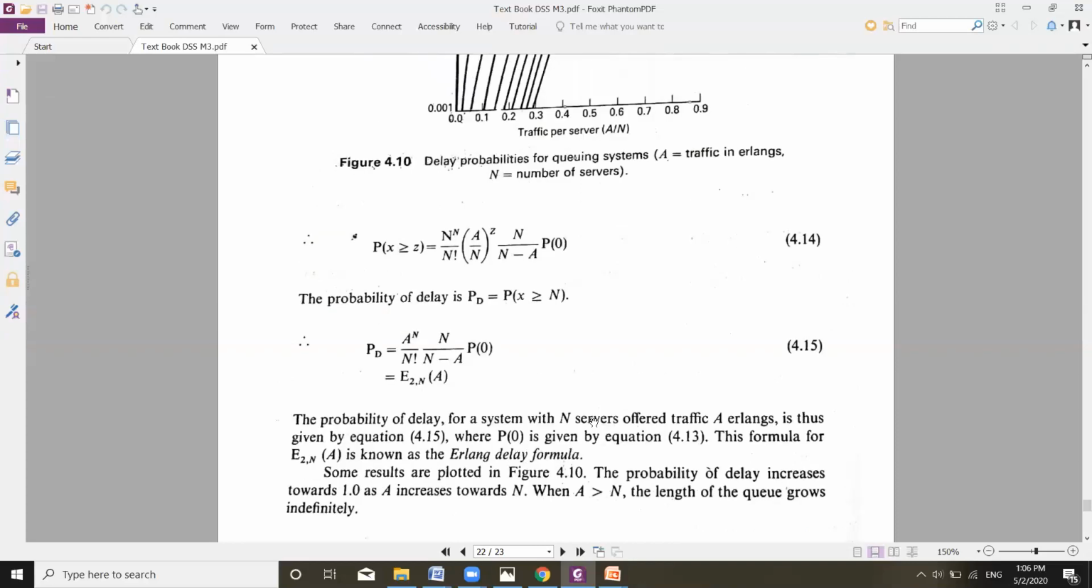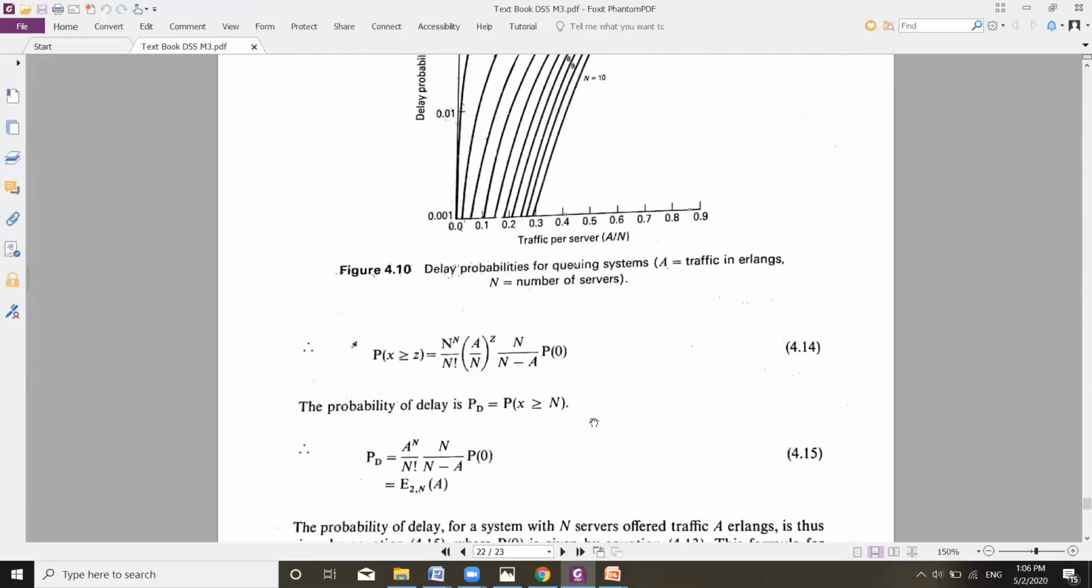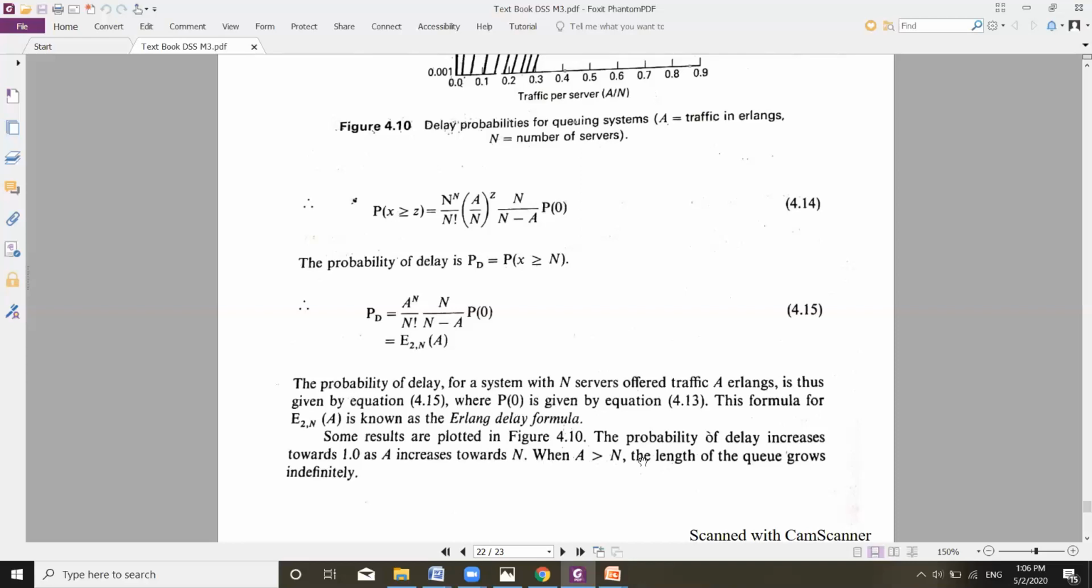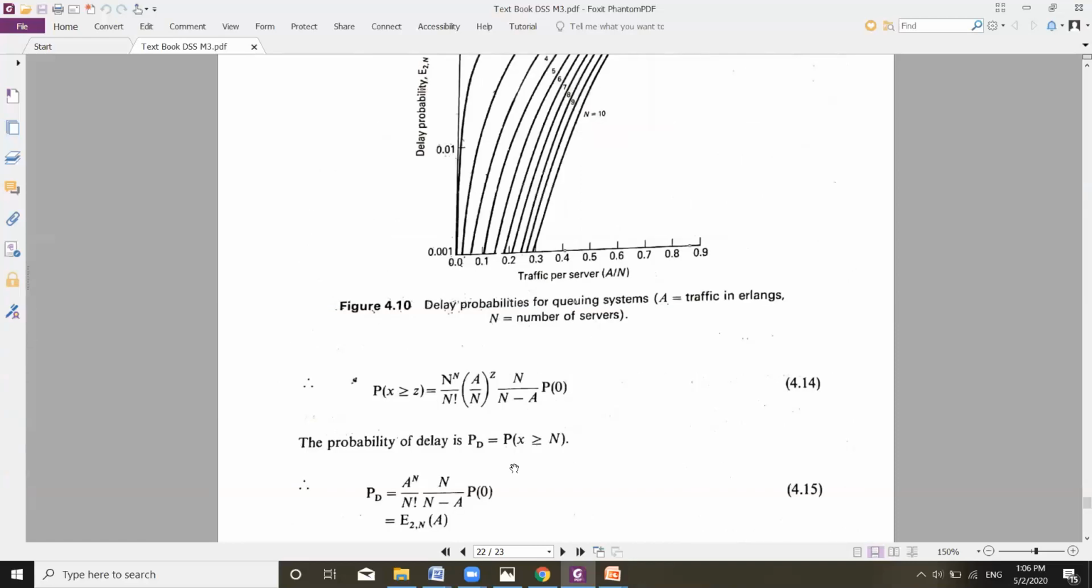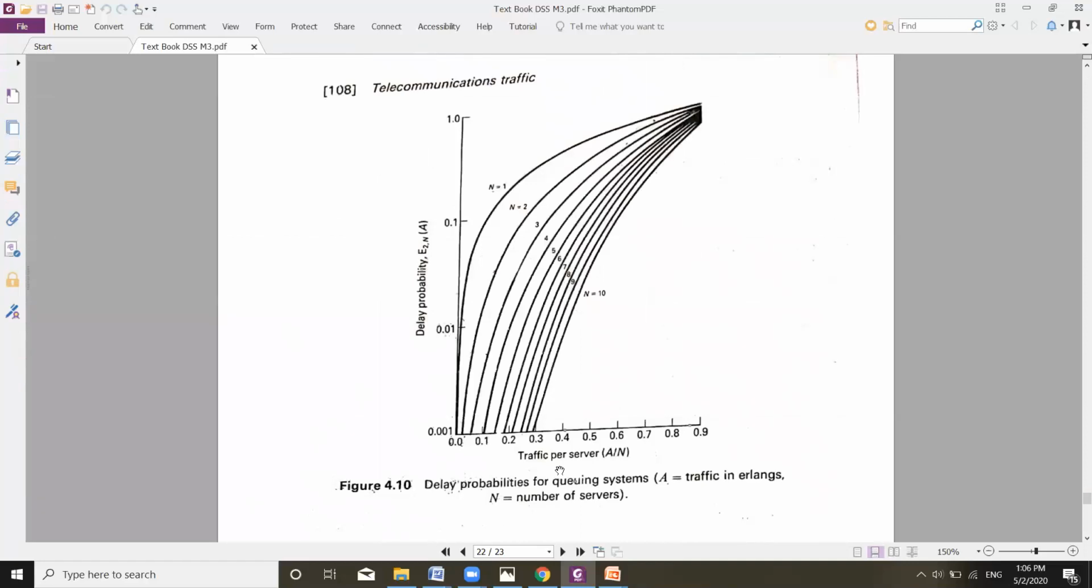Okay, and just see here in this figure, what he is trying to plot is that the probability of delay increases towards 1 as a increases towards n. See here, the x-axis is traffic per server and this is the delay. So as a is increasing towards 1, the delay is also increasing. If n is 1, the delay is around this much, the first curve that you are seeing. As a is increasing, the probability of delay is also reaching towards 1. That is what he is trying to say.